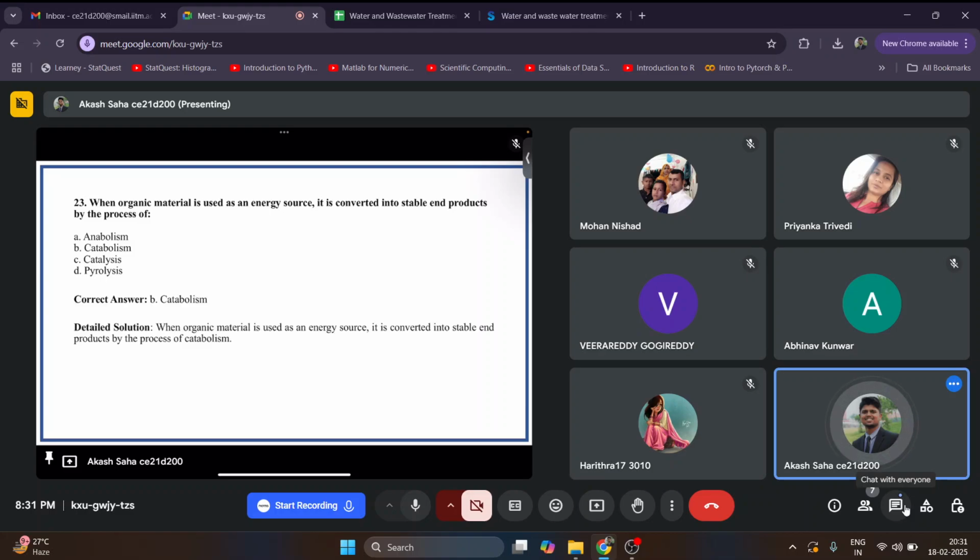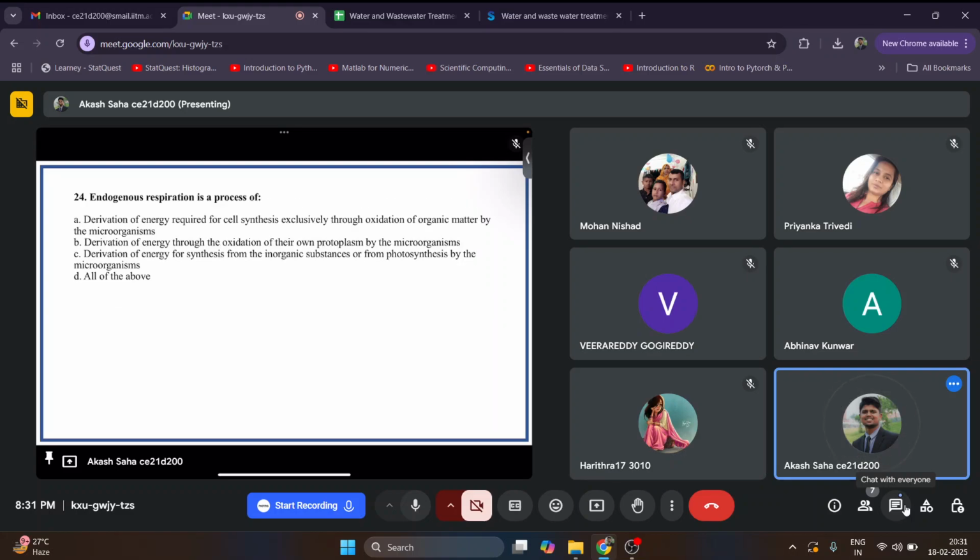So it is called catabolism. When organic matter is used as an energy source, it is converted into stable end products by the process of catabolism. Please don't be confused between catalysis and catabolism. Catabolism is a process that is done by these bacteria also, so this organic matter is used as an energy source in that.